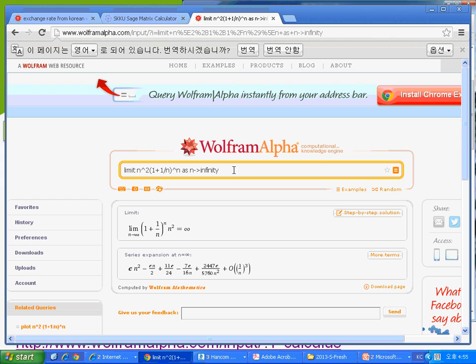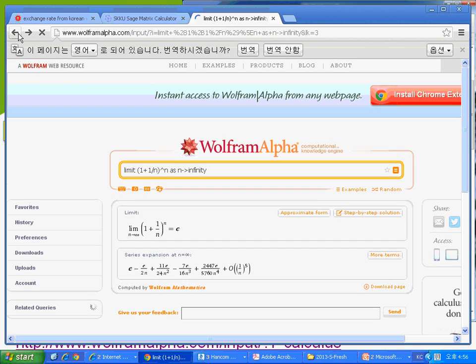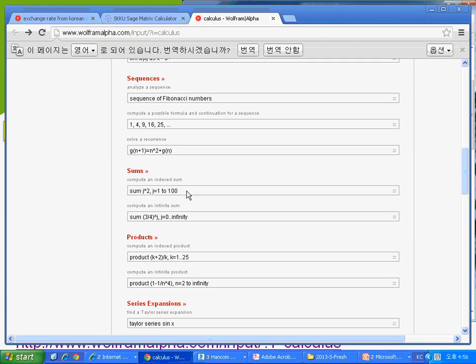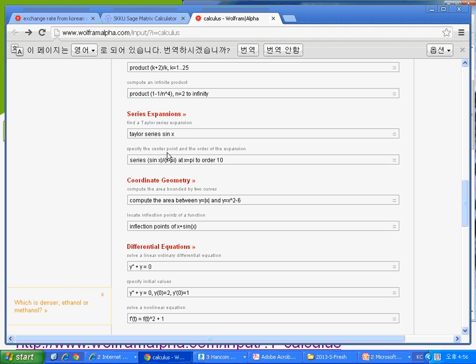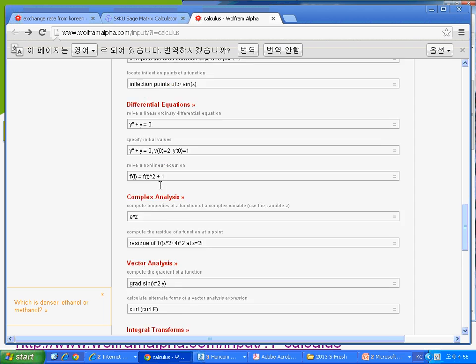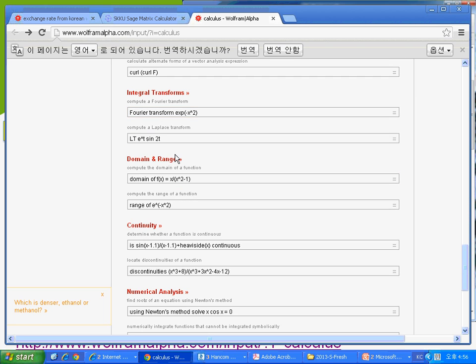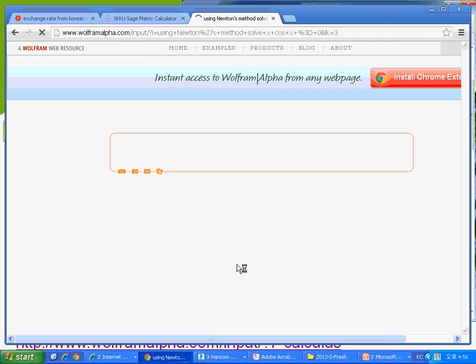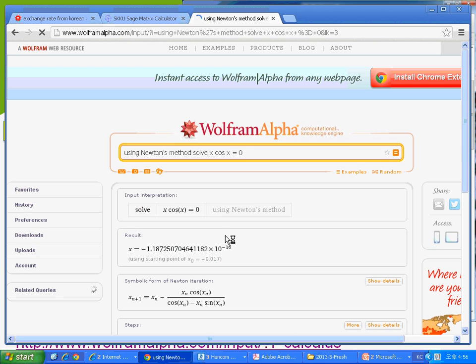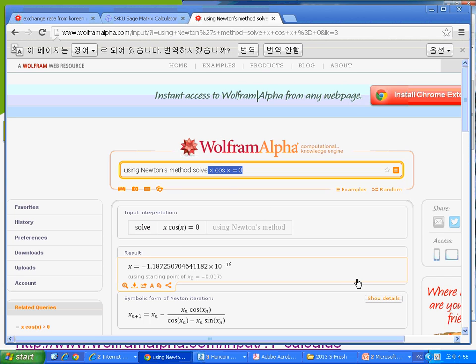In earlier years, there was no way to do it, but nowadays there are very popular tools: sequence and sums, and limit, and product and series expansions and coordinate geometry, differential equation, complex analysis, vector analysis, and numerical analysis. There is also Newton's method. Let's see. Solve this. Who can solve this by hand?